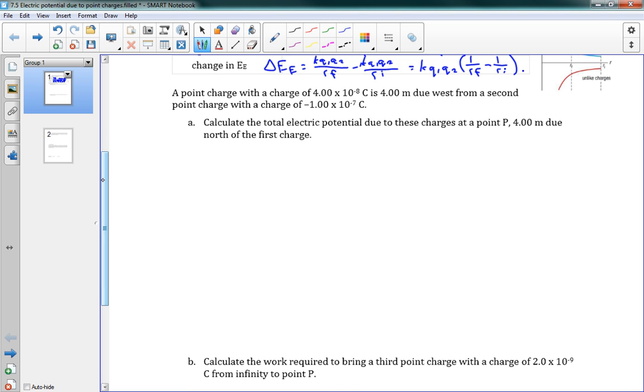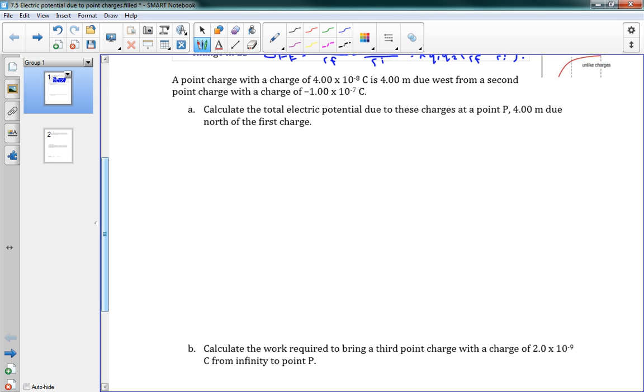Now, we've got a few problems here. The first one talks about a point charge with a charge of 4 times 10 to the negative 8 coulombs. It's 4 meters due west from a second point charge with negative 1 times 10 to the negative 7 coulombs. First step is we want to calculate the total electric potential due to these charges at a point P 4 meters due north of the first charge.